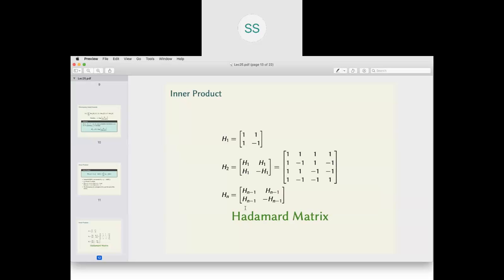And likewise, H2, just to see how it looks, is the matrix given here: 1, 1, 1, 1; 1, minus 1, 1, minus 1; 1, 1, minus 1, minus 1; and 1, minus 1, minus 1, 1.